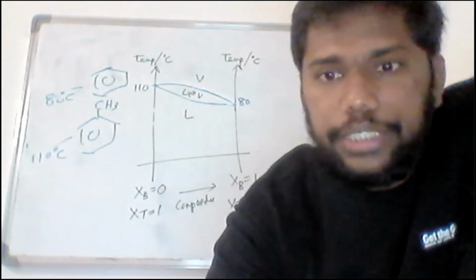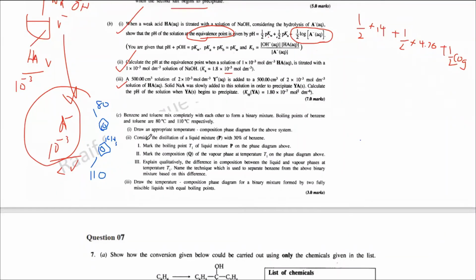Right, next question. Draw an appropriate temperature composition diagram for the benzene toluene system. Consider a distillation of a liquid mixture of P. What is P? We have a mixture of P with 30% of benzene. Mark the boiling point T1 of liquid mixture P on the phase diagram above.